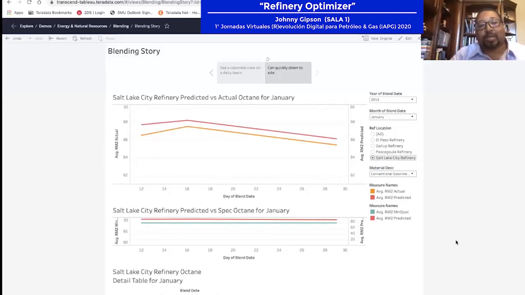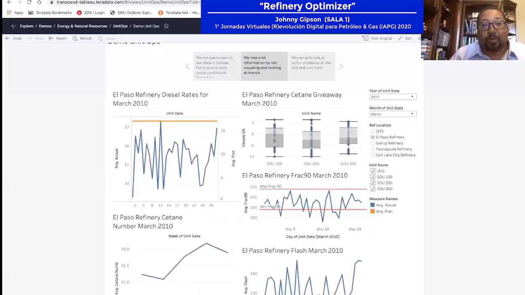And then if you're really off, we can go back and it will trigger for that model to be reevaluated, to be retrained, and to see if we can get closer each time. But then again, it starts with the data. And this is not just for gasoline blending, but we can also do this for our diesel.